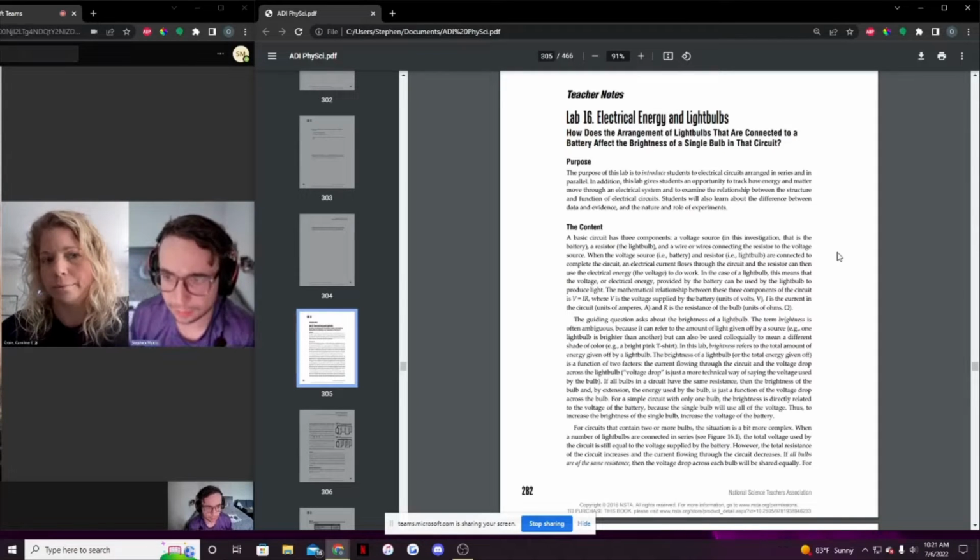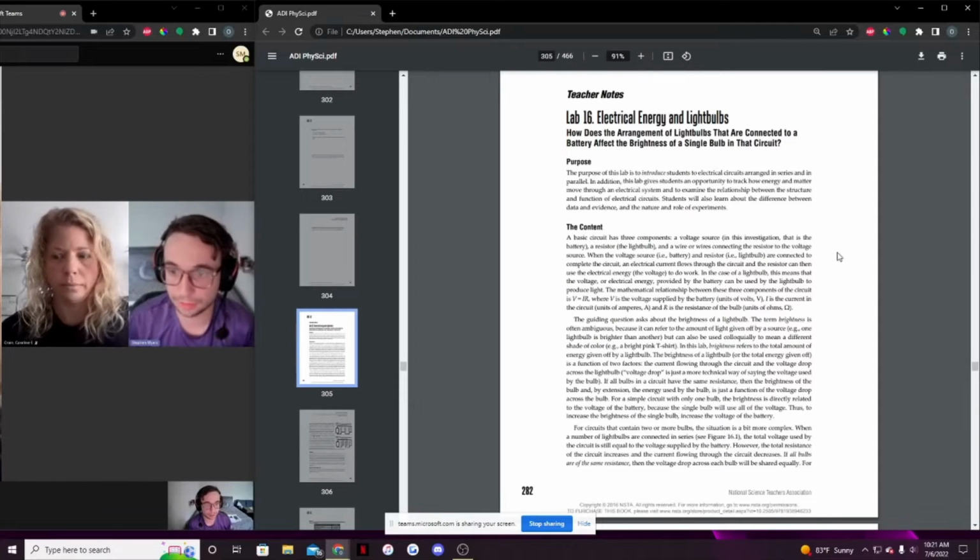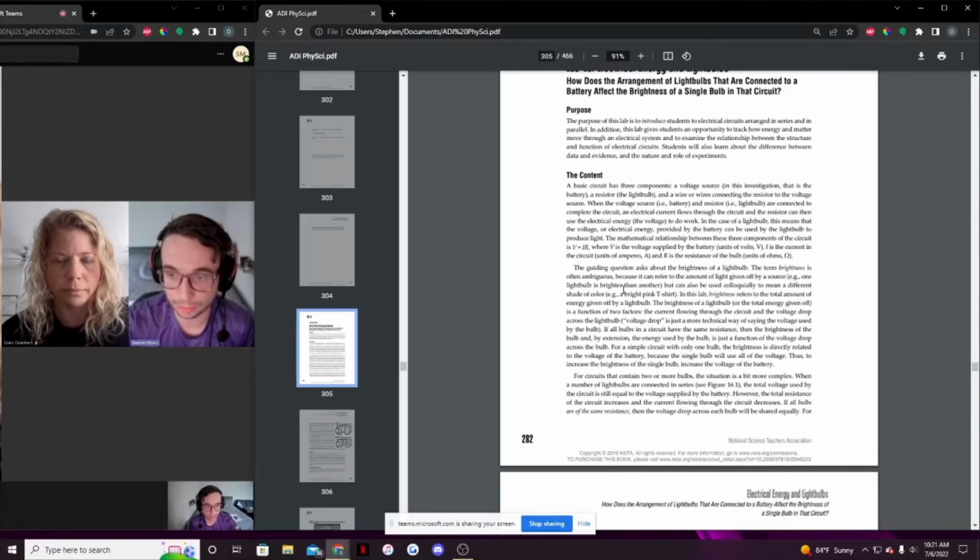In the case of the light bulb, the voltage or electrical energy provided by the battery can be used to produce light. The mathematical relationship between these three components of the circuit is Ohm's law: V equals IR, where V is voltage, I is current, and R is resistance. The guiding question asks about the brightness of a bulb. The term brightness is often ambiguous because it can refer to the amount of light given off by a source, but it can also be used colloquially to mean a different shade of color. In this lab, brightness refers to the total amount of energy given off by a light bulb.